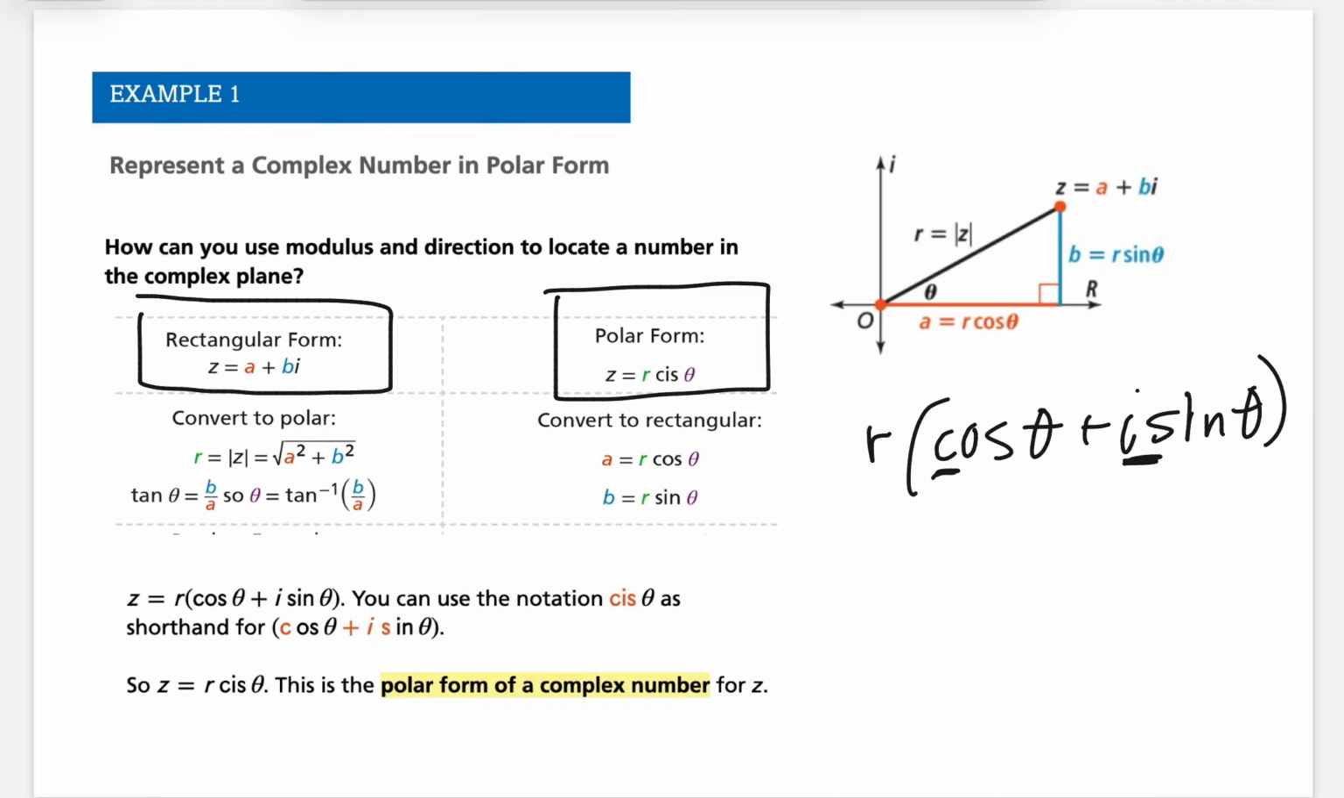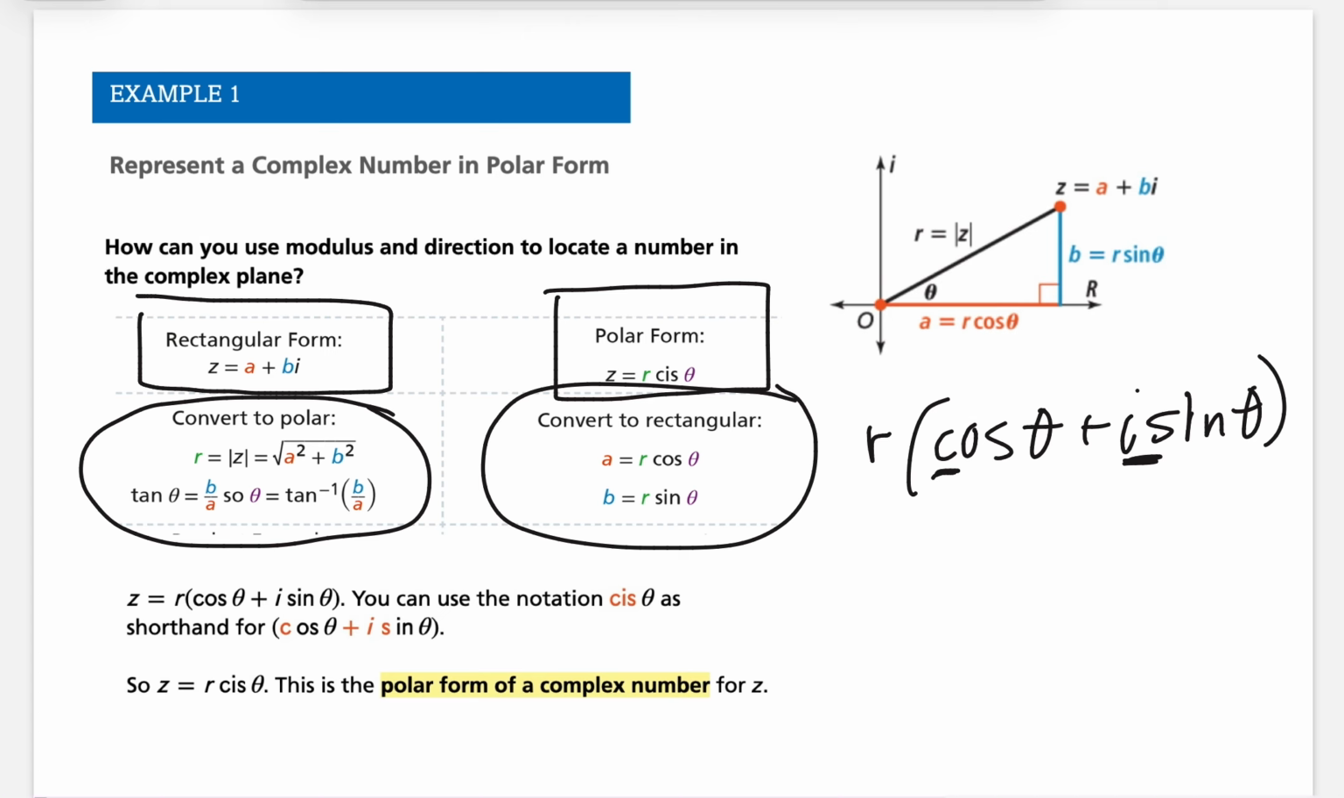So if we're converting from rectangular to polar, here are our little formulas right here. We're going to find the hypotenuse of that triangle, so we're going to take the square root of a squared plus b squared. And then to find the angle, we're going to take the inverse tangent of b over a. To go the opposite way, to convert to rectangular, we're going to do r cosine of theta and r sine of theta.